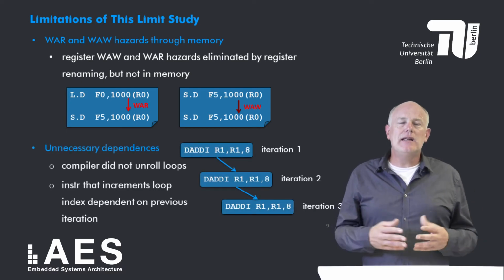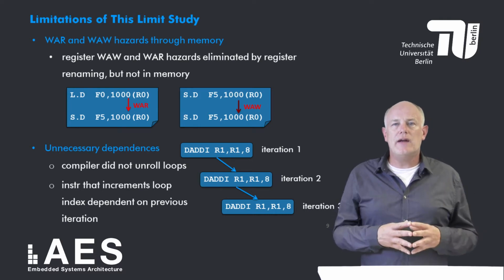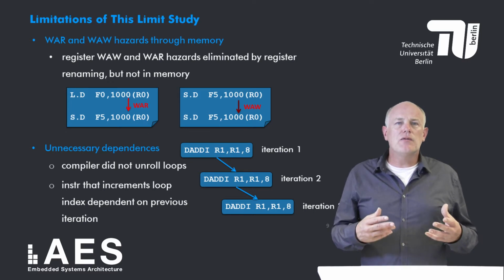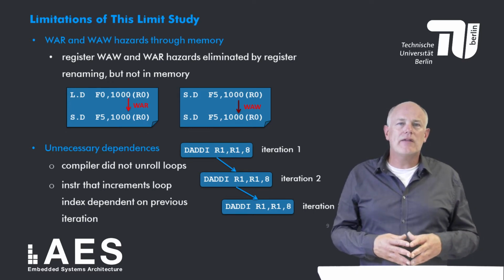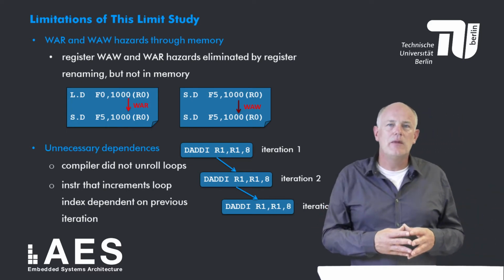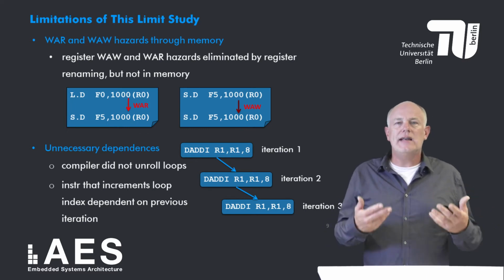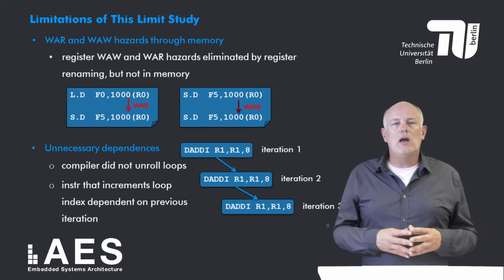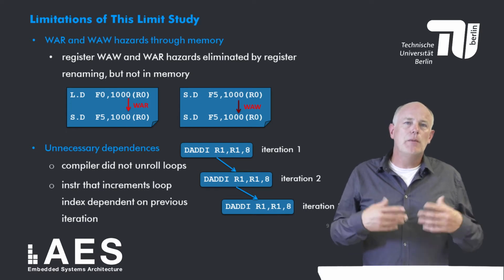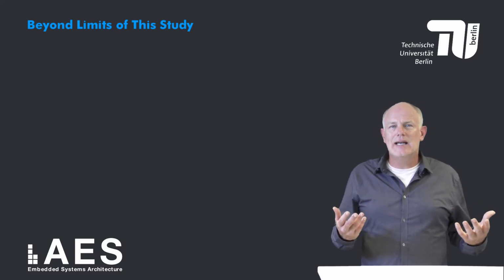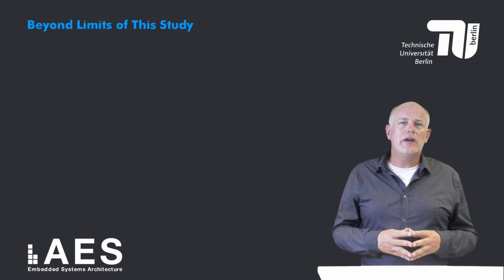Second, the benchmarks simulated in this limit study contained unnecessary dependencies. In particular, the compiler did not perform loop unrolling. Because of this, the instruction that increments the loop index depends on the instance of itself from the previous iteration, as illustrated here. As a result, a loop that iterates n times always requires n cycles to execute. The study did consider the effects of loop unrolling by manually unrolling frequently executed loops, but only in a limited way. A natural question to ask is, how can we exceed the limits of this study?